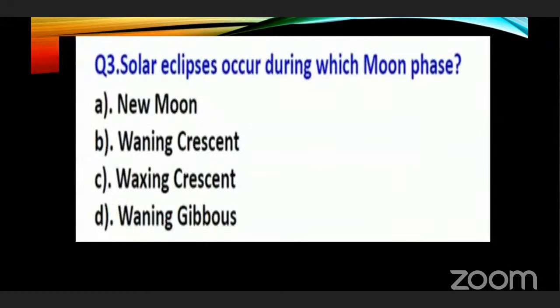Next question. Solar eclipses occur during which moon phase? Your options are A, new moon, B, waning crescent, C, waxing crescent, and D, waning gibbous. So which is the correct option?